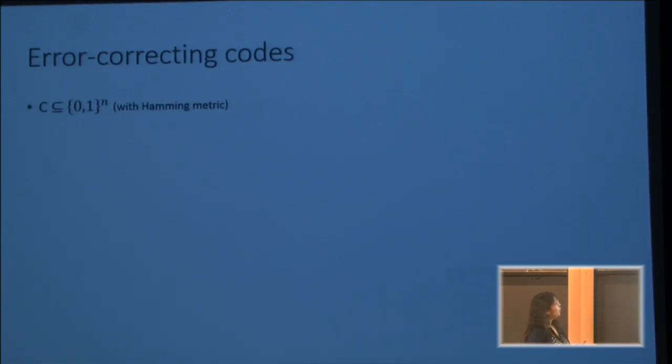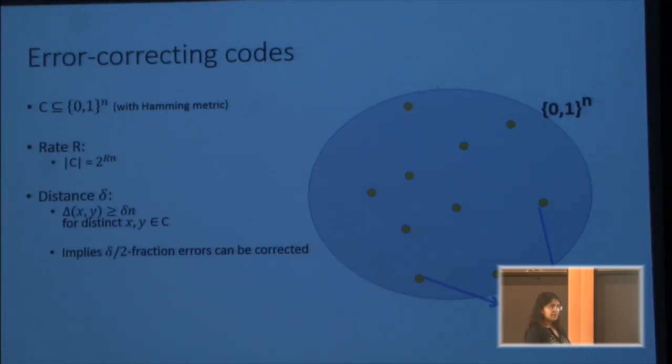We'll think of a code, we'll work mostly over the binary alphabet, and a code is just a subset of {0,1}^n. So it's just a subset, and we'll use the Hamming metric as a distance metric between any two code words. The rate r is a constant such that the size of the code is 2^(r·n). So it's a measure of the redundancy of the code word. The closer r is to 1, the denser the code is, the larger the size of the code is. So ideally r should be as large as possible, as close to 1 as possible. The distance of the code is a constant delta such that any two code words differ in at least delta fraction of coordinates.